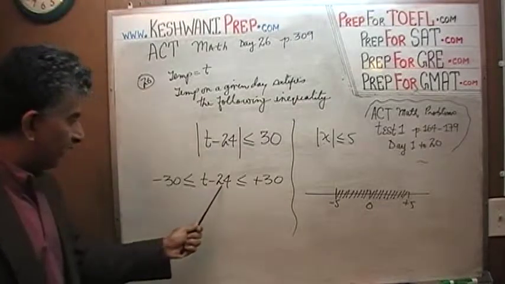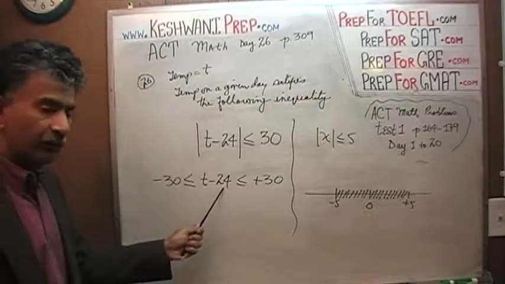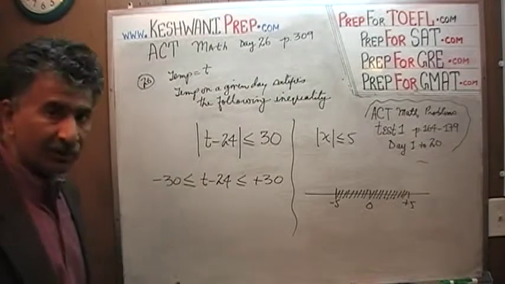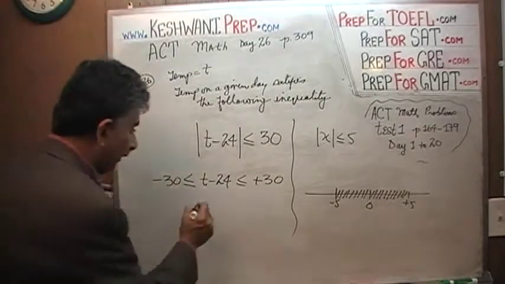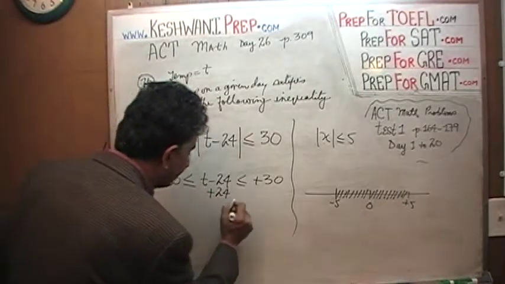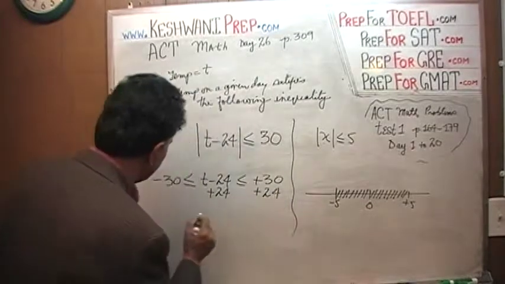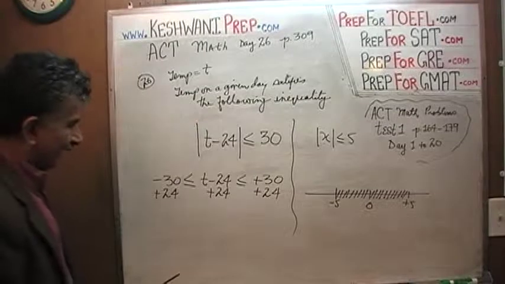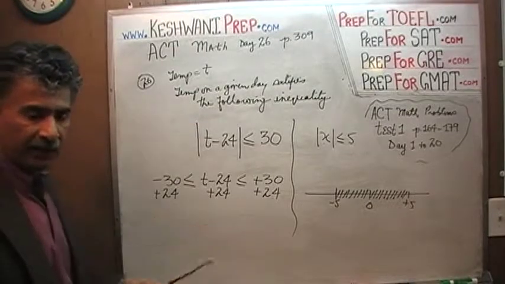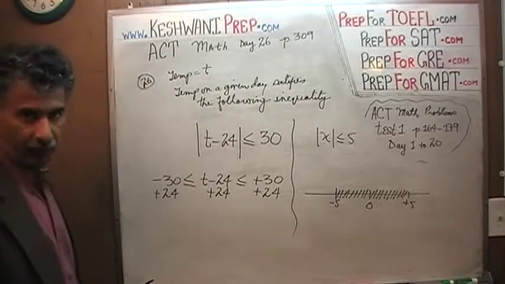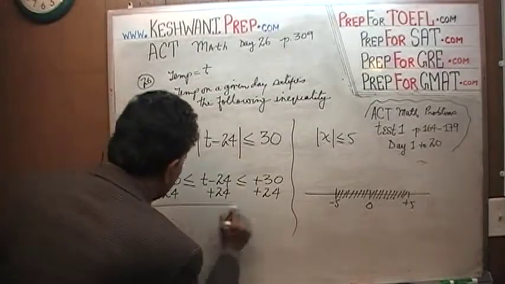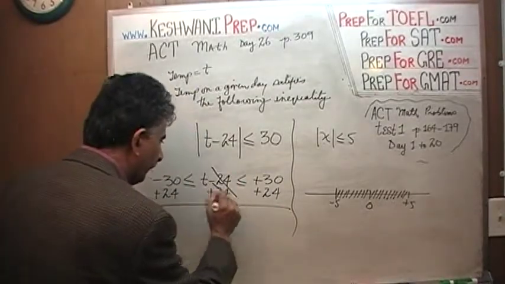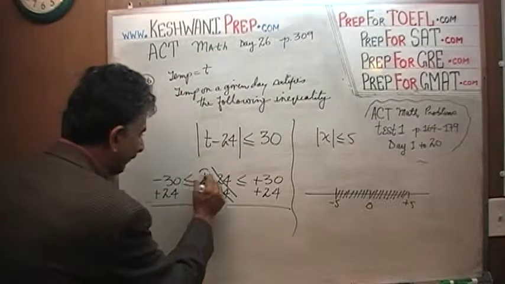The only thing that is attached to t is this negative 24. We have to get rid of this negative 24. How do we get rid of it? Well, it's very simple. By adding 24. Add 24 to this part, add 24 to that part, add 24 to that part. Voila. Since we are adding the same number to all three parts, the inequality still holds. Negative 24 cancels out with positive 24, that was the whole point. We are left with only the t.